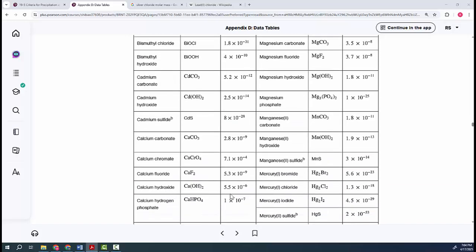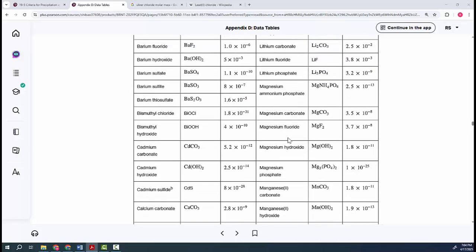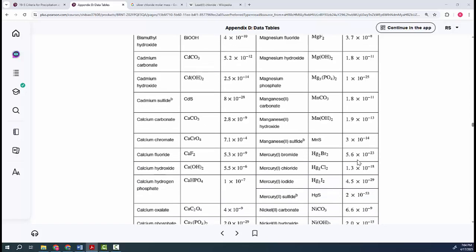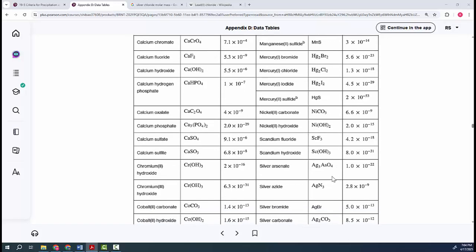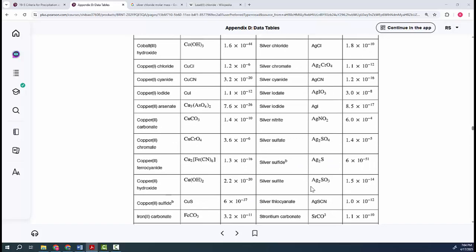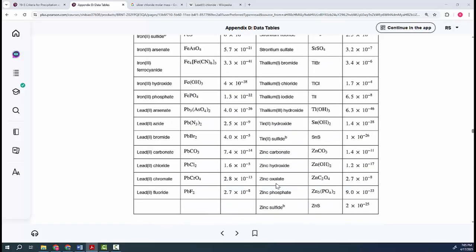Calcium hydroxide is 10 to the minus 6. And then we're going to go to magnesium hydroxide. Magnesium hydroxide is 10 to the minus 11. So magnesium hydroxide is less soluble. And then we're going to go to nickel hydroxide, nickel 2 hydroxide, 10 to the minus 15. So that's the least soluble so far, nickel 2 hydroxide. And then we go to zinc hydroxide. Zinc hydroxide is 10 to the minus 17. So zinc hydroxide is the least soluble.